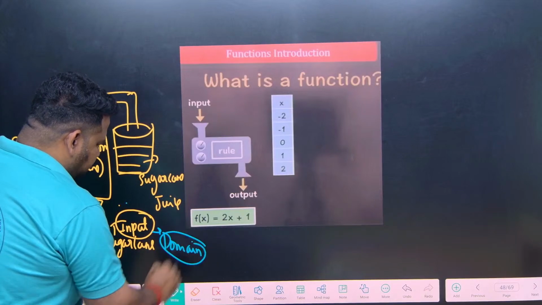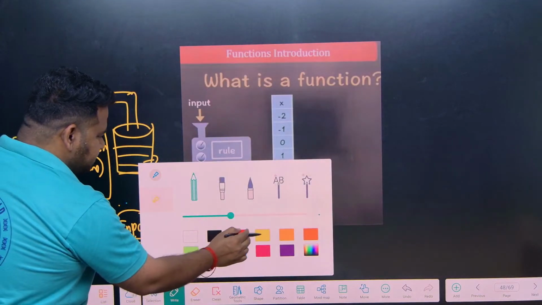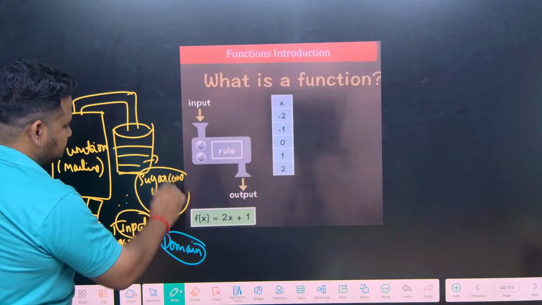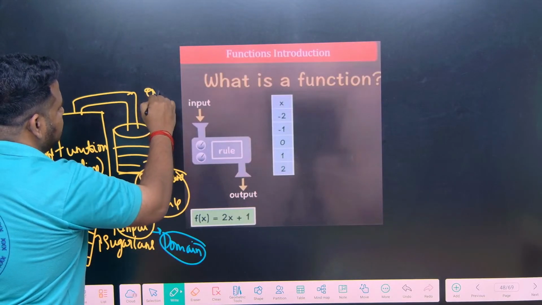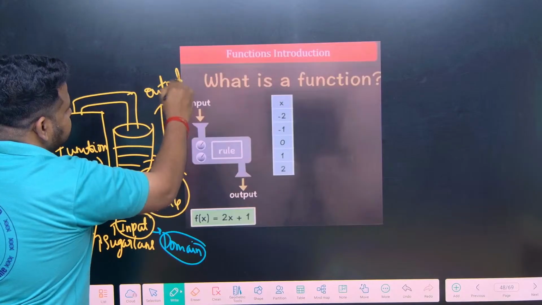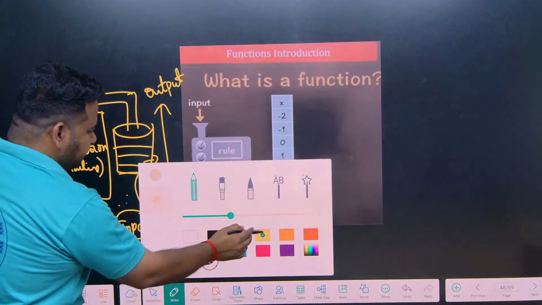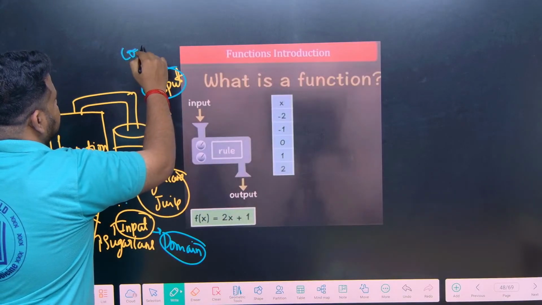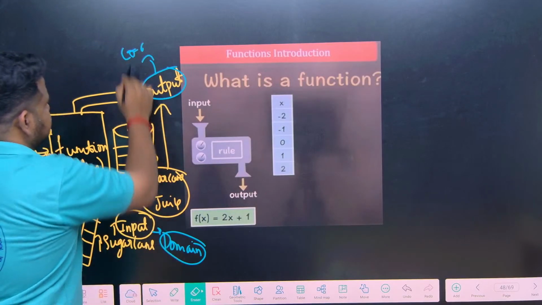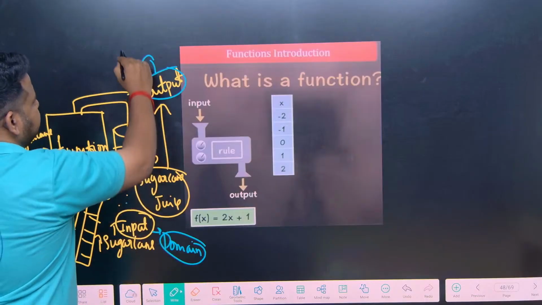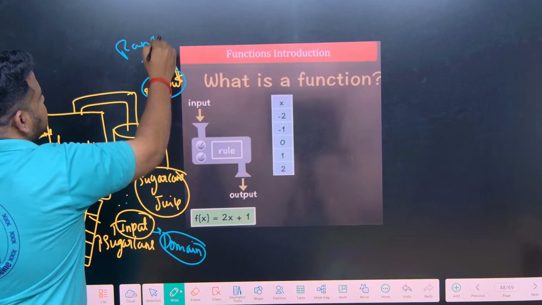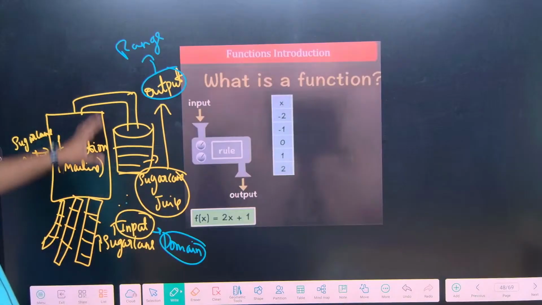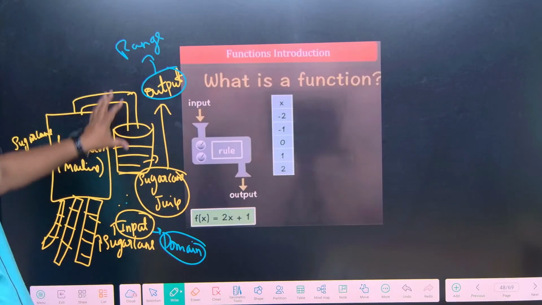And by putting in this input, we will get the sugarcane juice. The sugarcane juice we call the output. This output itself we call the range, or we call it the codomain. Directly, the output that you get, we call the range. What we are getting here is the range.